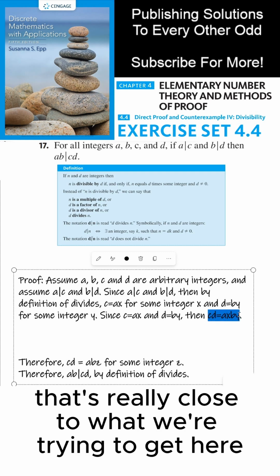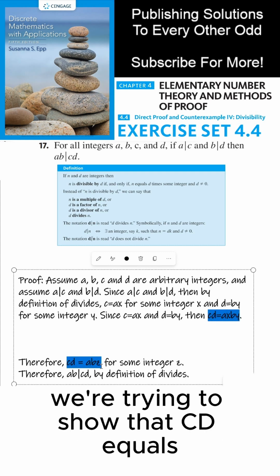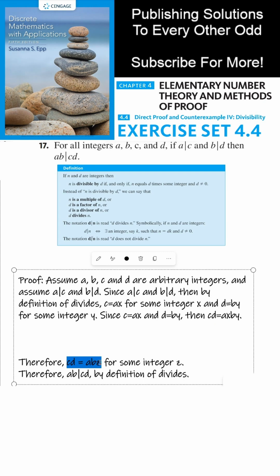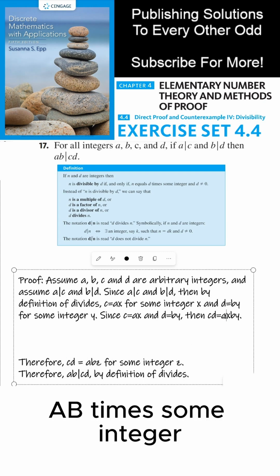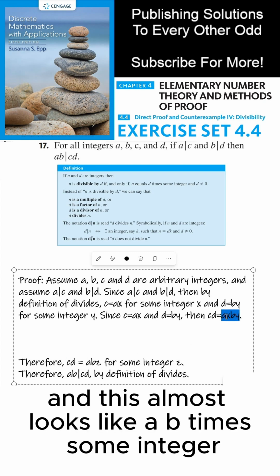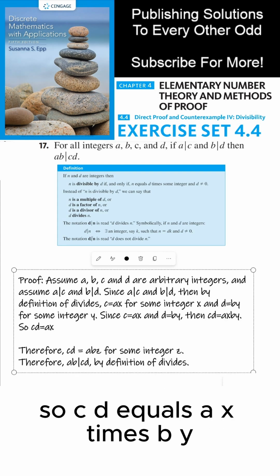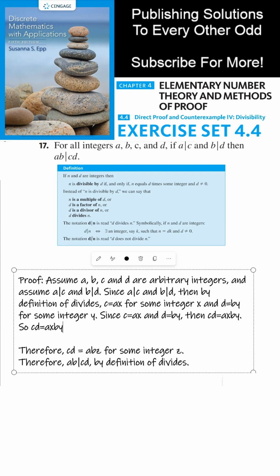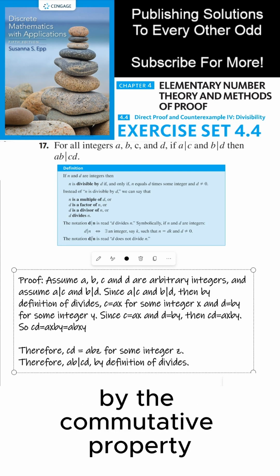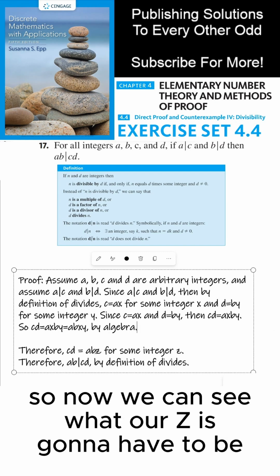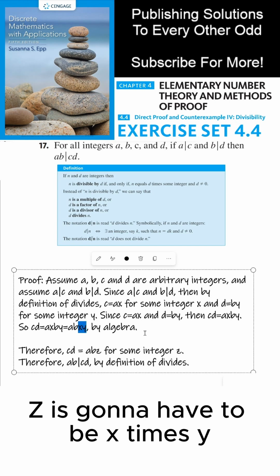Now that's really close to what we're trying to get here. We're trying to show that cd equals ab times some integer. And this almost looks like ab times some integer. So cd equals ax times by, which is the same thing as ab times xy by the commutative property. So now we can see what our z is going to have to be. z is going to have to be x times y.